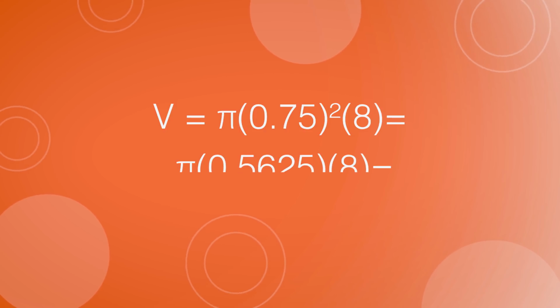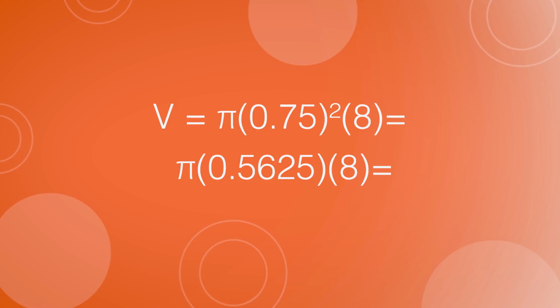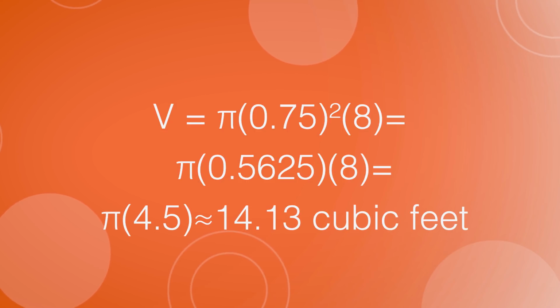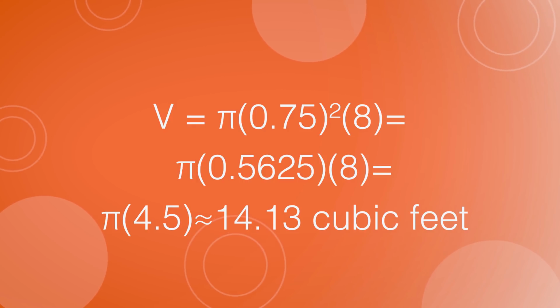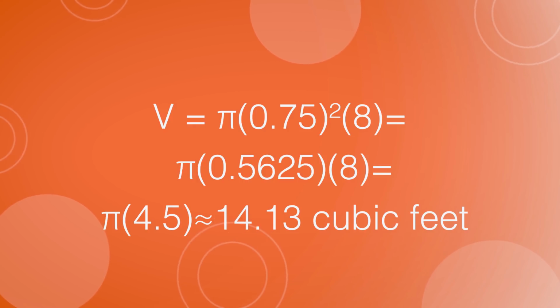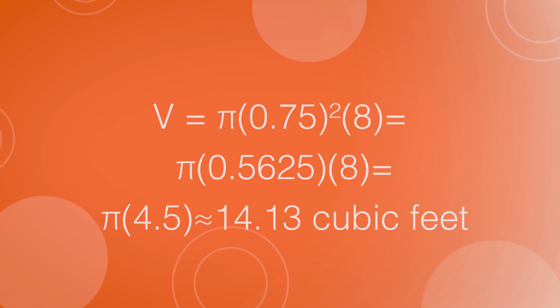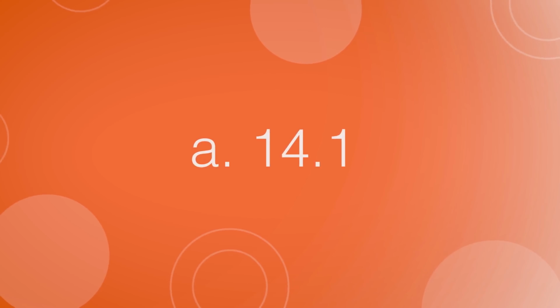Finally, substitutions can be made in the appropriate calculations performed using 3.14 as an approximation for pi in the formula for volume, which is pi r squared times height. So the volume of the interior of the pipe is discovered to be approximately 14.13 cubic feet. The best answer to select from the options, therefore, is 14.1.